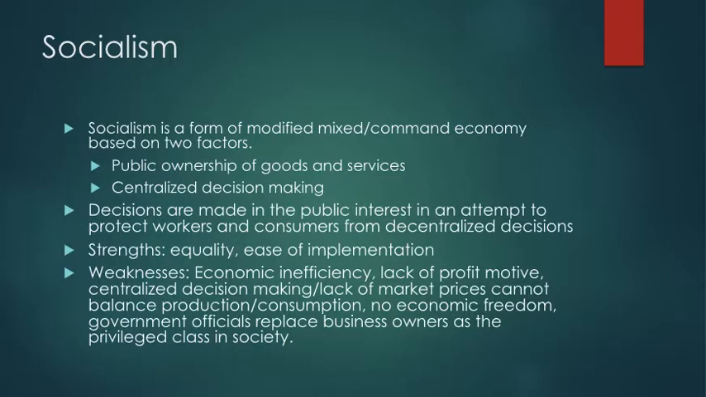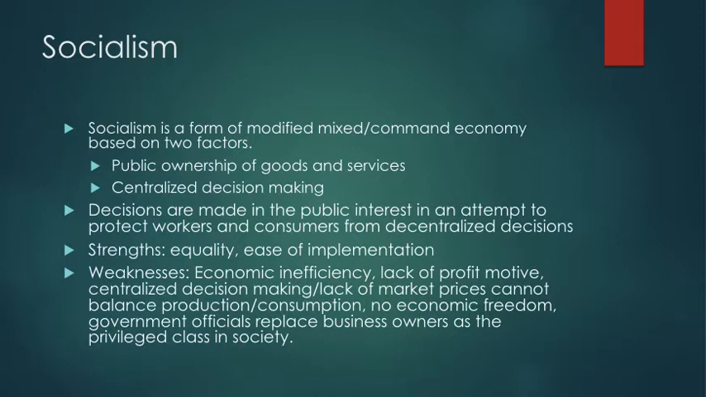There is no private property like what Marx believed, but things are owned by the government, what we call public ownership. Whenever you see the word public in economics, that means government. And centralized decision-making: the government makes all the decisions in an economy. The idea is that, through the lack of ownership of private property, the government owns everything, and all decisions are made in the public interest for the greater good, to protect both workers and consumers from the decentralized decision-making of a market economy.